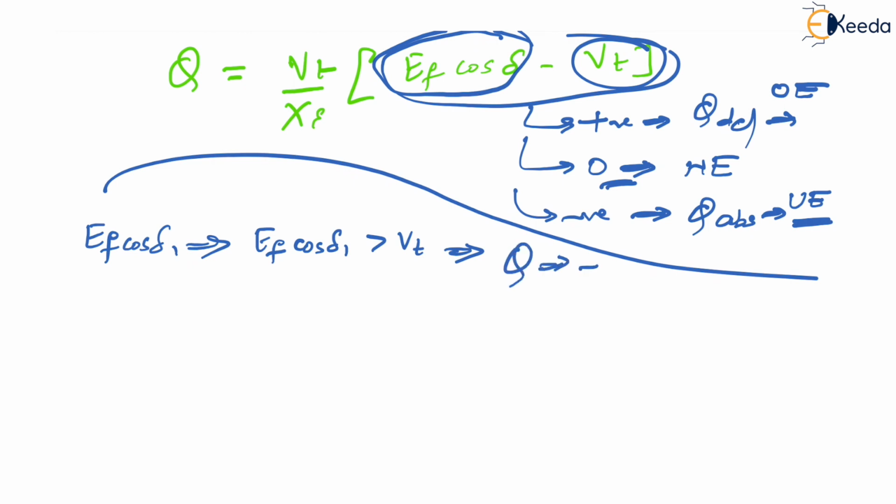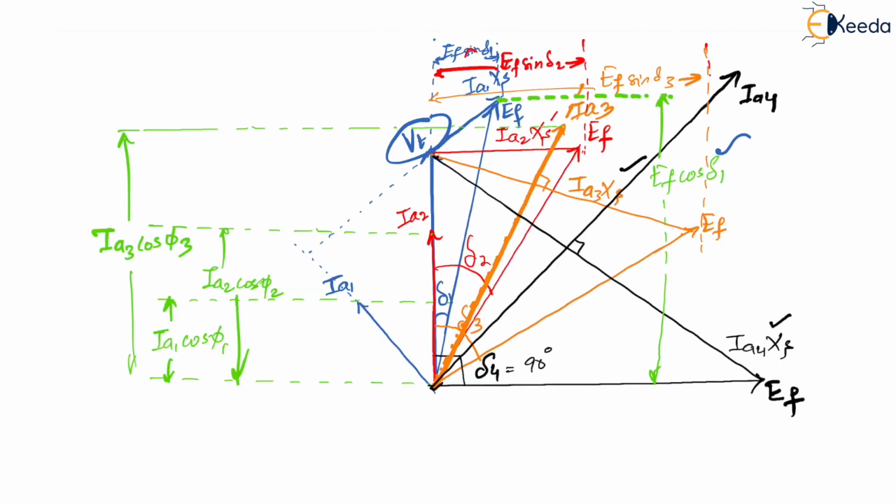What will happen to your reactive power? Reactive power will become positive, in the sense it is supplying reactive power. Reactive power is supplied or delivered, and it is going to be over excitation. So this particular blue EF case is nothing but over excitation. Overexcited, no problem solved.